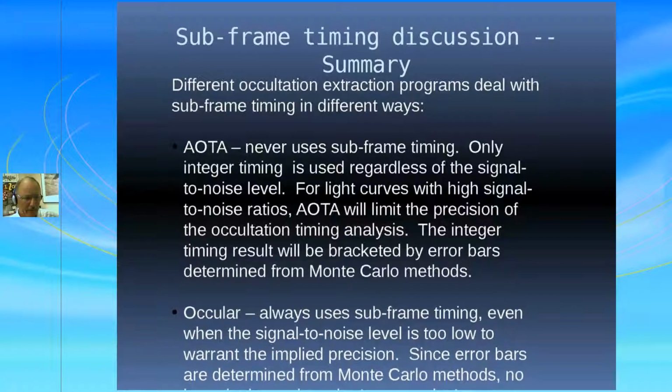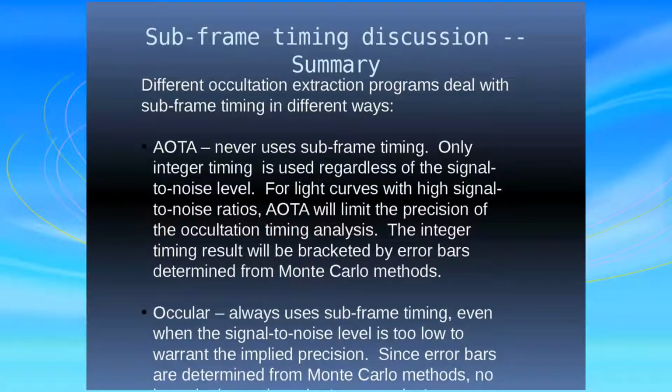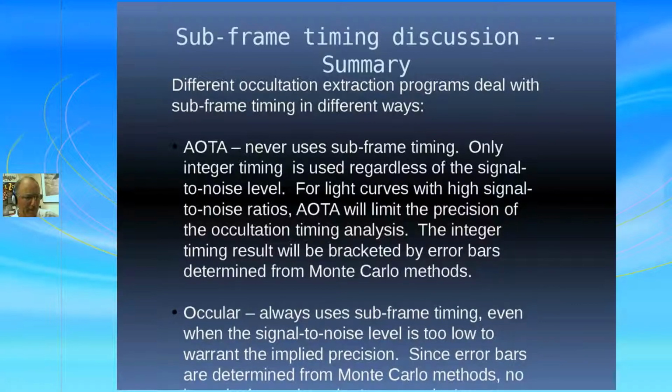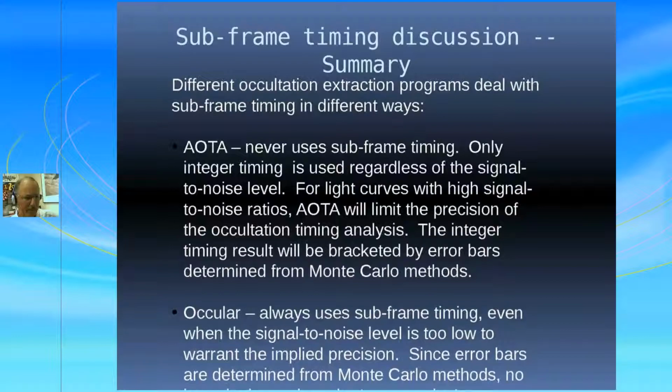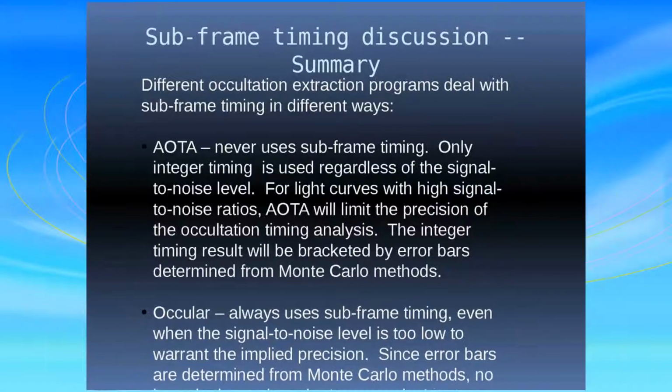So the second bullet says that ocular always uses subframe timing, even when the signal to noise level is too low to warrant that implied precision. Recall that we wrote ocular several years ago, and we've learned a lot since then. But since the error bars in ocular are derived from Monte Carlo methods, those aren't affected by the subframe timing. They're still fairly accurate, we believe.